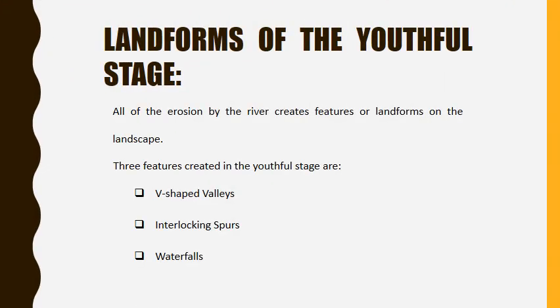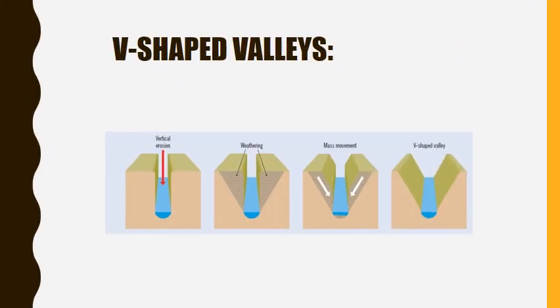Of the youthful stage. All of the erosion by the river creates features or landforms on the landscape. Three features created in the youthful stage are V-shaped valleys, interlocking spurs, and waterfalls. V-shaped valleys: here you can see there are four stages which show vertical erosion. The second one is weathering, the third one is mass movement, and the last one is the V-shaped valley.